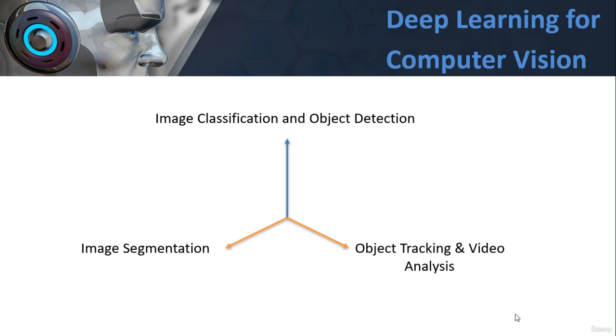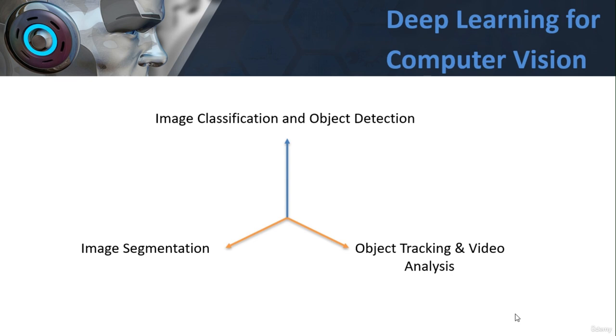Second, we have image segmentation. Image segmentation aims to assign a label to each pixel in an image, enabling precise object localization. We explored semantic segmentation and instance segmentation, discussing popular approaches such as U-Net, FCN, and Mask R-CNN. Applications in medical imaging, autonomous vehicles, and semantic understanding are highlighted.